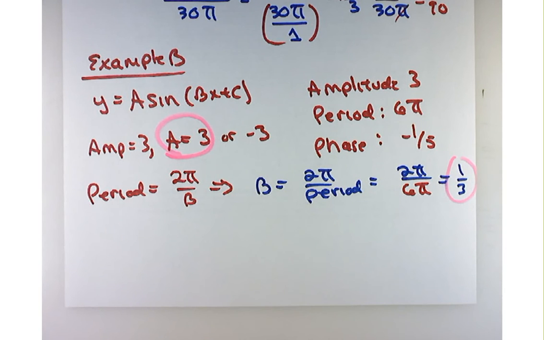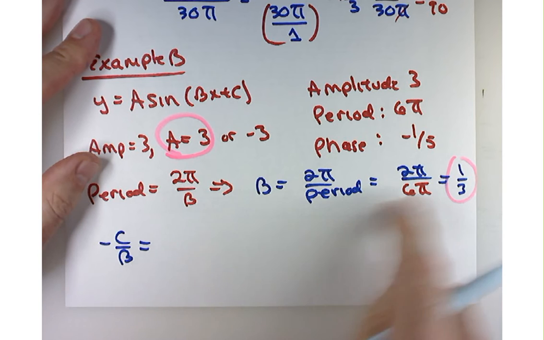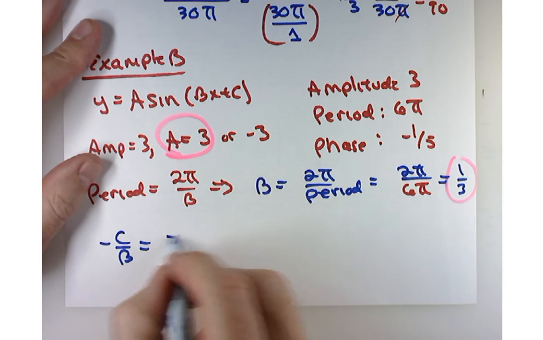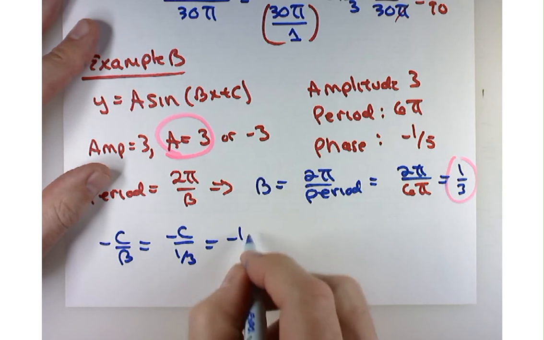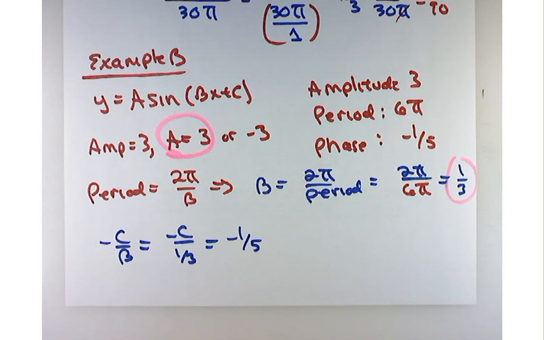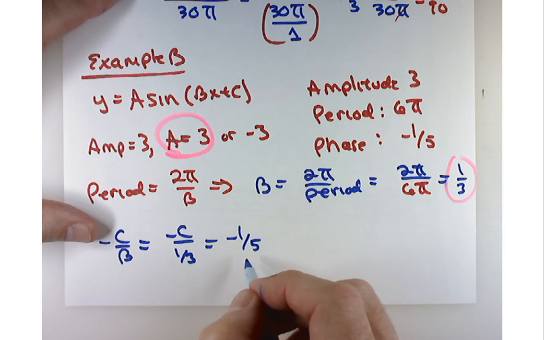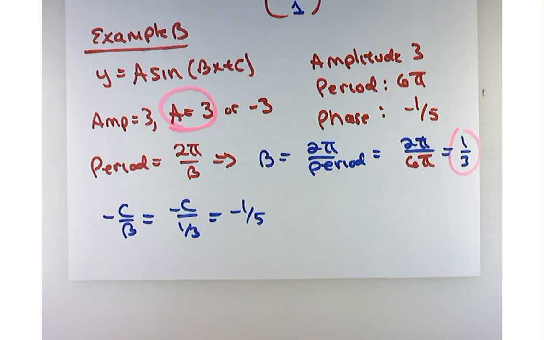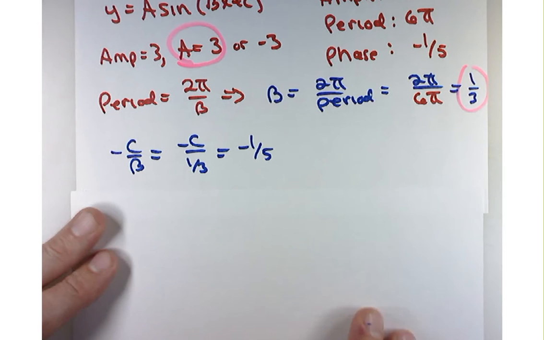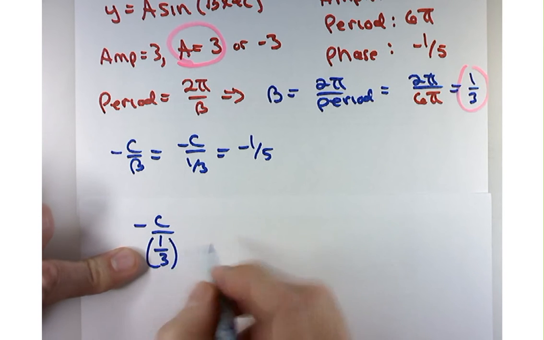So the last thing to do is figure out what C is. Now our phase shift, remember our phase shift is -C over B, which for us is going to be negative C over 1/3 equals the phase shift, which is -1/5. All right, this is a little bit messy here, so let's see. Trying to think what would be the cleanest way to clean this up. And I guess what strikes me is that when I've got -C divided by 1/3 equals -1/5.